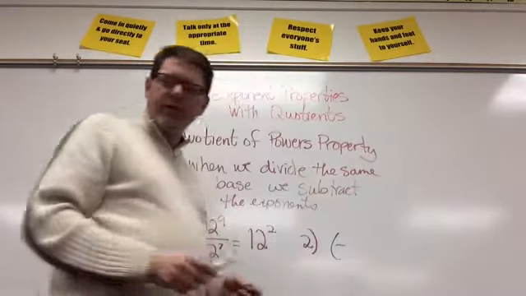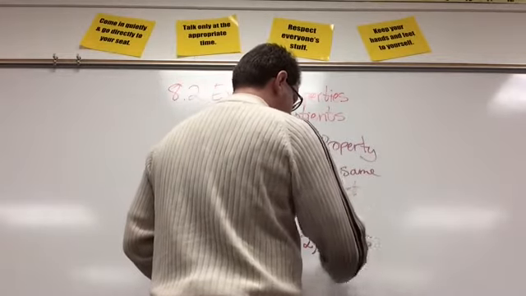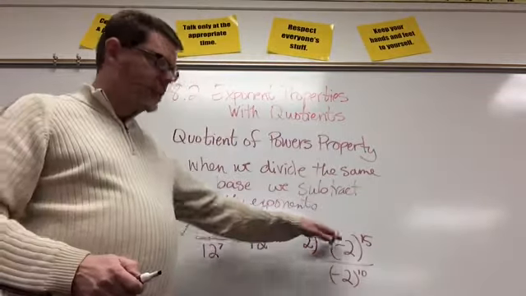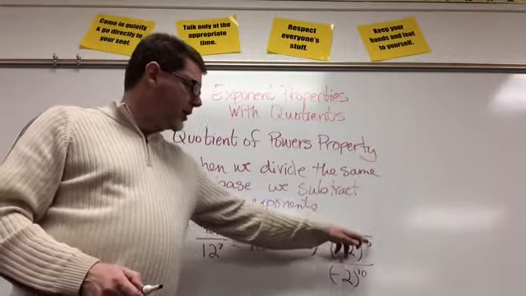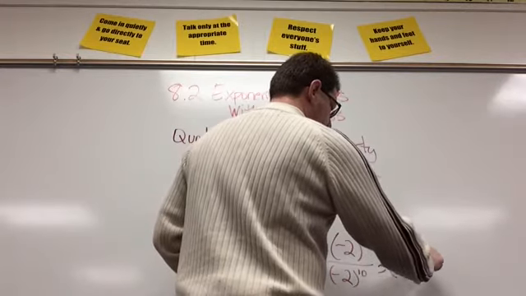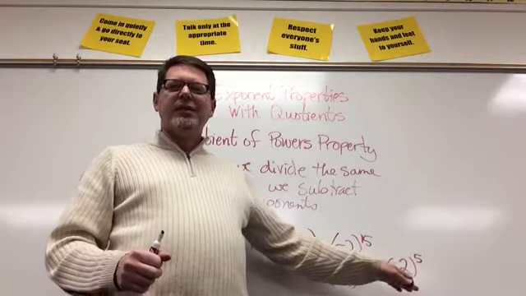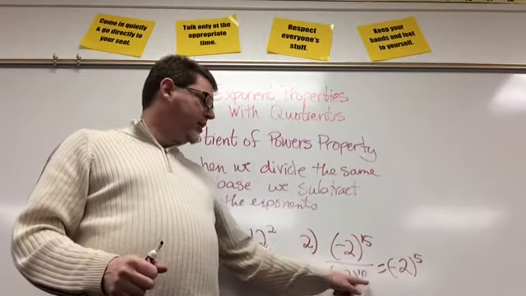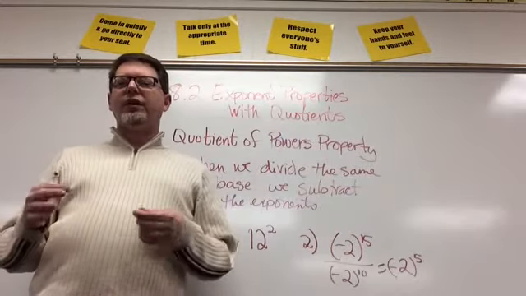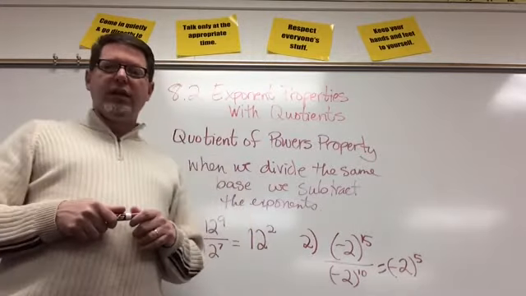What if we have a negative number in the parentheses, negative 2 to the 15th power divided by negative 2 to the 10th power. I've got the same base, so I subtract my exponents and I get negative 2 to the 5th power. Now it is absolutely imperative that if a negative is inside the parentheses, it stays inside the parentheses. If the exponent is outside the parentheses, it stays outside the parentheses, because that does affect the answer of your simplification, or when you multiply it out, it affects the answer.